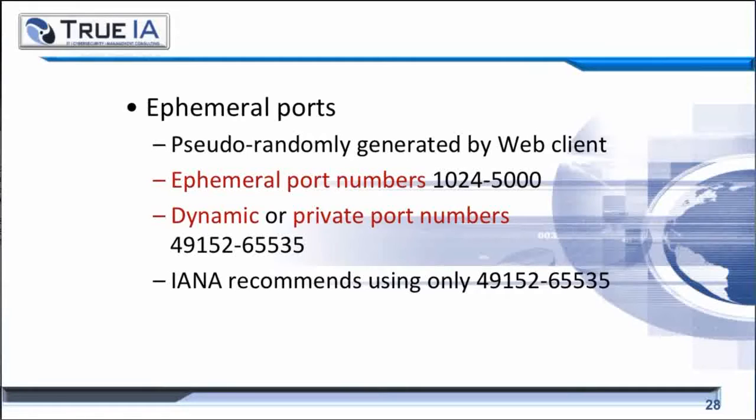There are, however, what we call ephemeral ports. These are pseudo-randomly generated by the web client itself. The ephemeral port numbers range from 1024 through 5000. The dynamic or private port numbers will range from 49,152 through 65,535. This is the port range that IANA recommends.